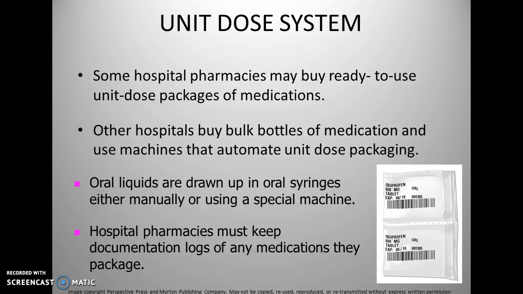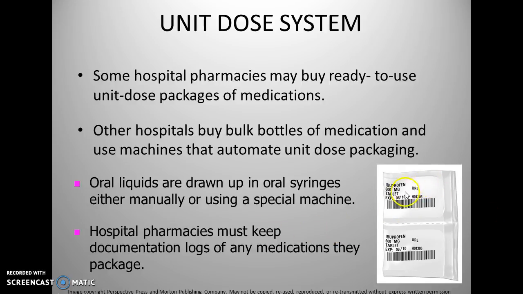All right. Some hospital pharmacies may buy ready-to-use unit dosage package for medication. Other hospitals buy bulk bottles of medication and use machines that automate unit dose packaging. Oral liquids are drawn up in oral syringes, either manually or by special machines, and hospital pharmacies must keep documentation logs of any medication that they package.